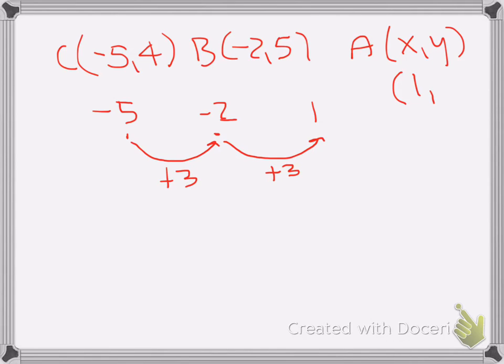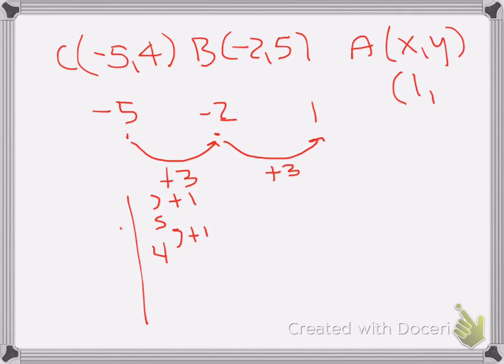For the y's, we're starting at 4. We're going to 5. I'll tell you what, let's draw this vertically. We're at 4. The midpoint's at 5, so that means we've added 1. Well, we have to do the same thing for the other endpoint, and we get 6, which again was the answer to our other point.